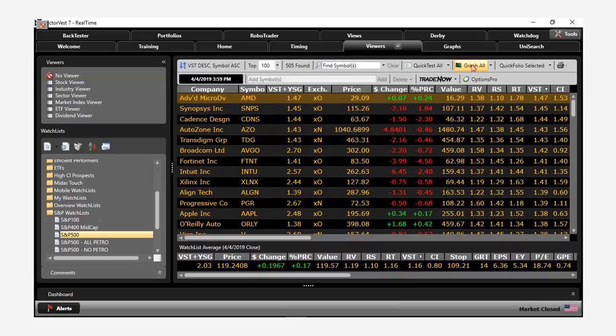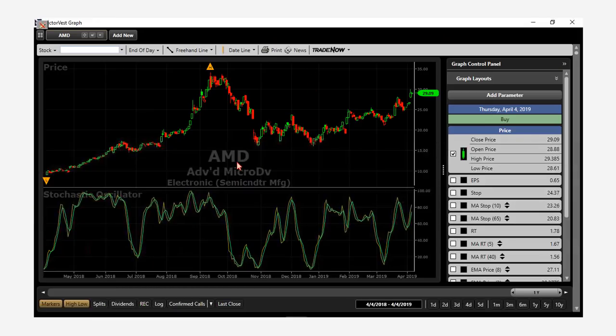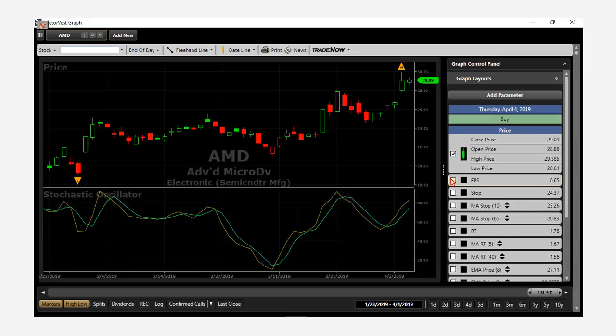All right, so I'm going to click on this button at the top here called Graph All, and I'm going to move my chart over. And the first stock is AMD. Great looking chart, right? Great stock. I'm just going to zoom in here to the more recent time period.